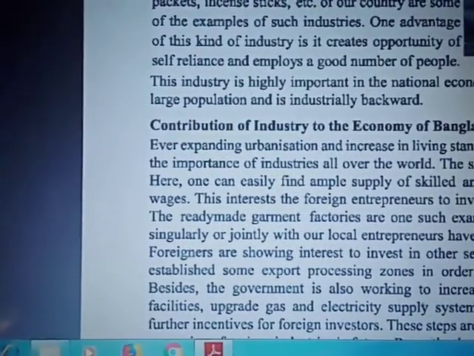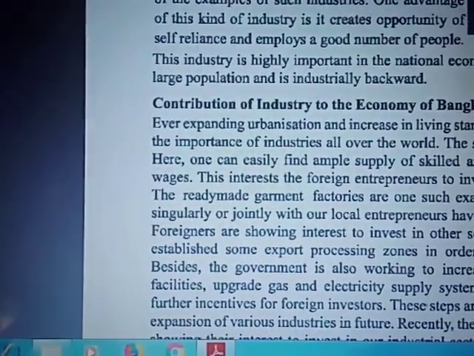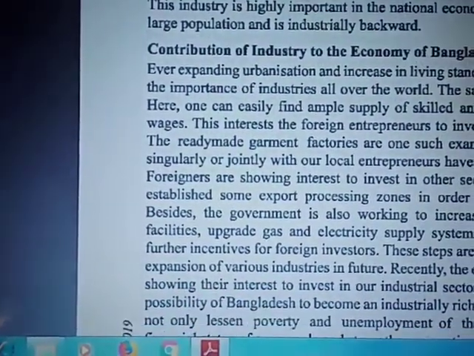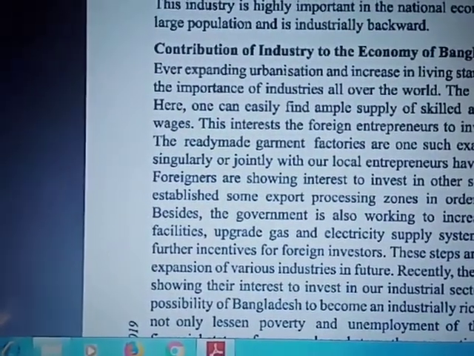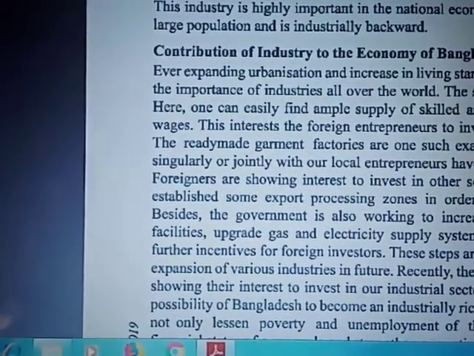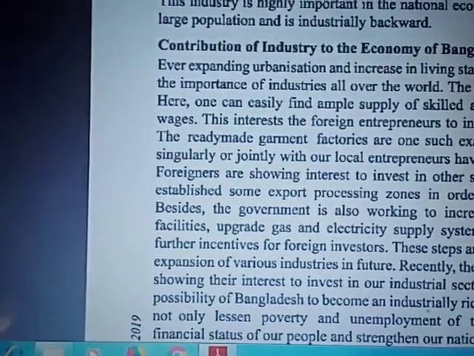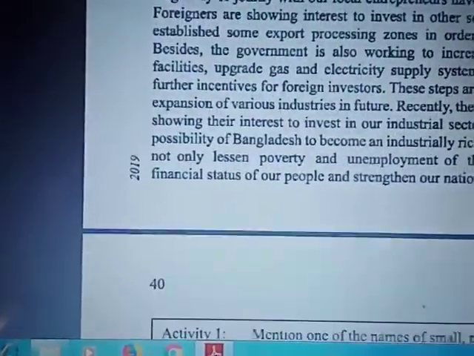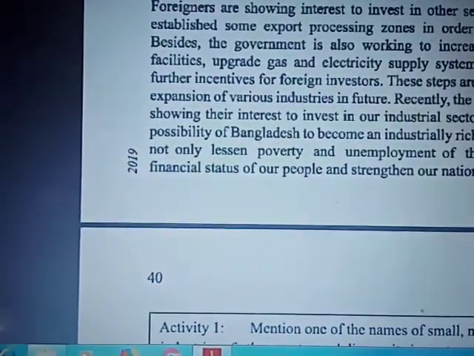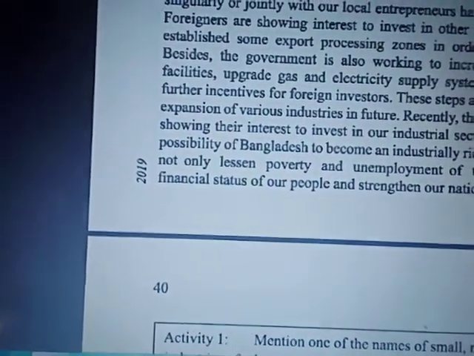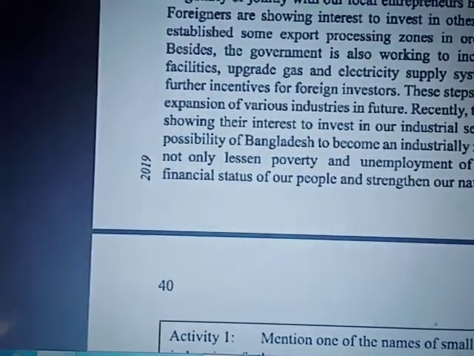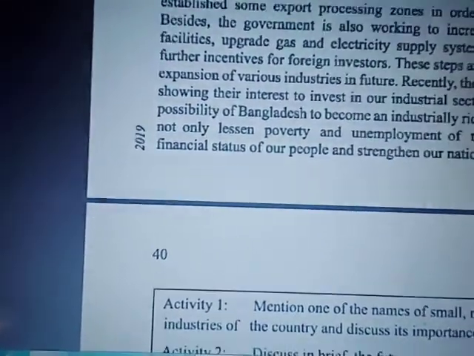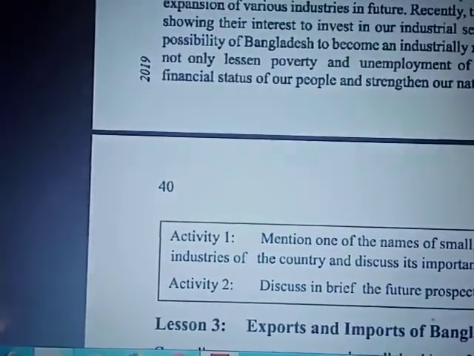The government has established some export processing zones in order to attract foreign investment. Besides, the government is also working to increase the port and transportation facilities, upgrade gas and electricity supply, and start one-stop service as incentives for foreign investors.